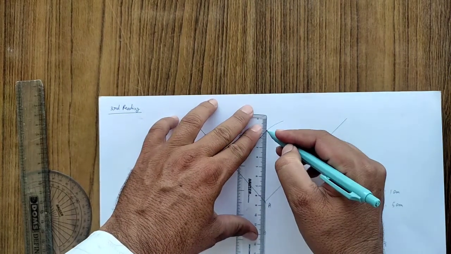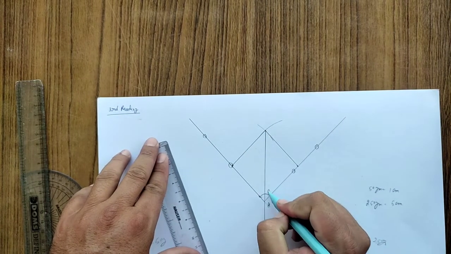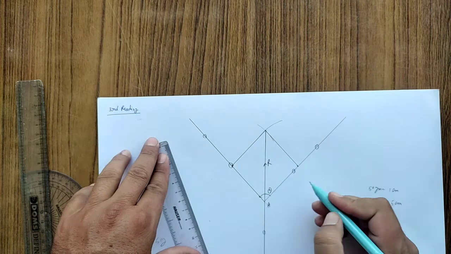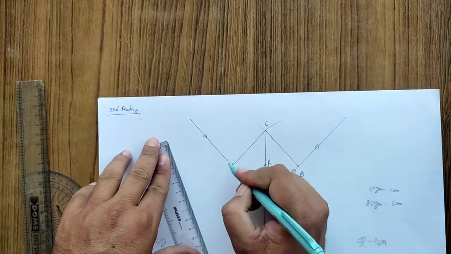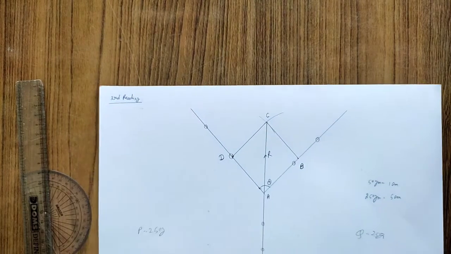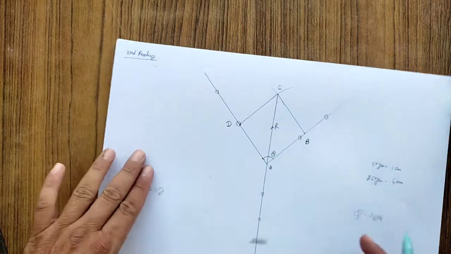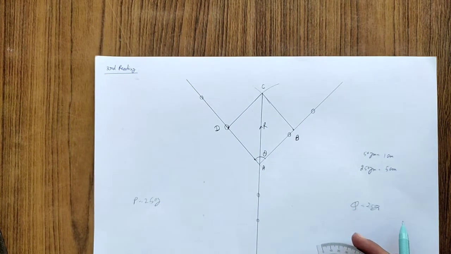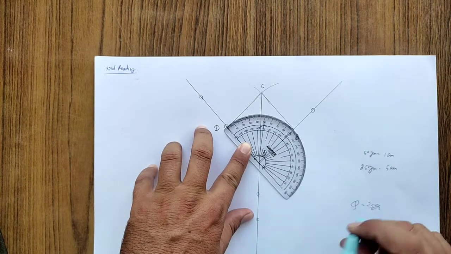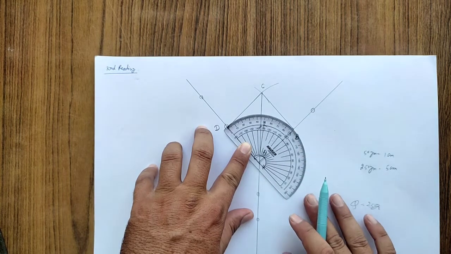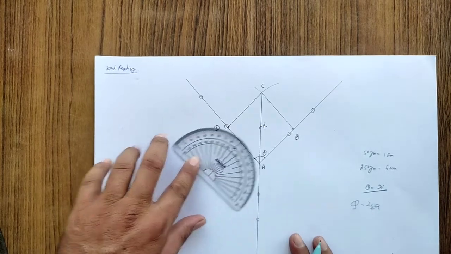Now make the diagonals. This is our angle theta and this is our resultant, point A, point B, C and D. Now we will find the angle theta with the help of a protractor. Now this angle is 90 degree. So theta in this case is 90 degree.